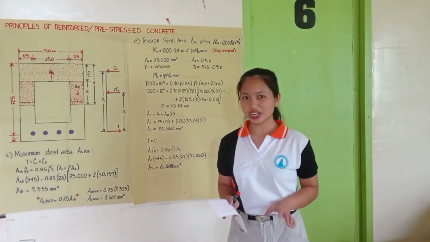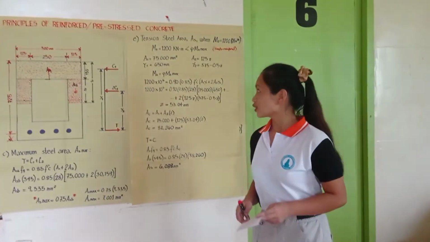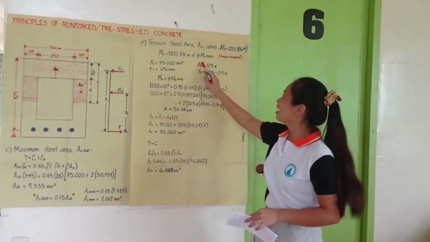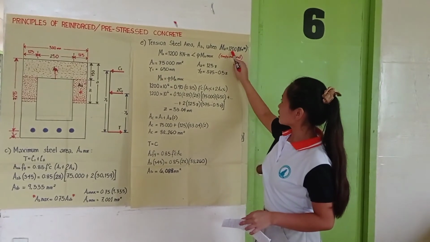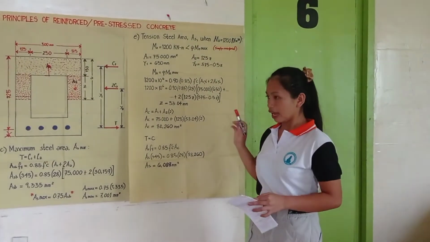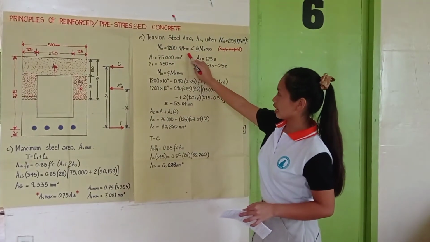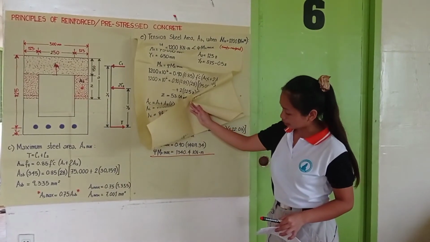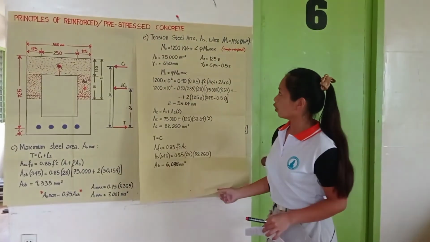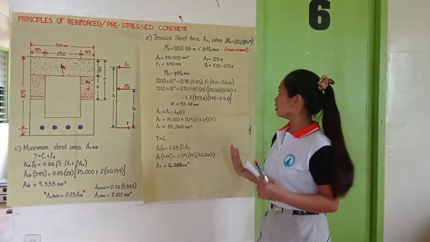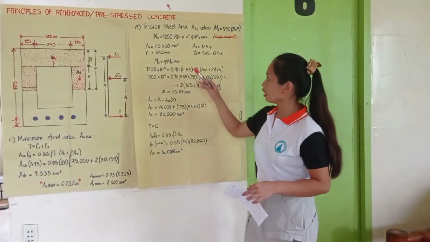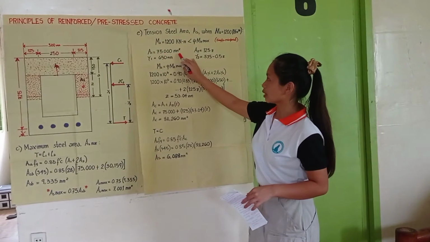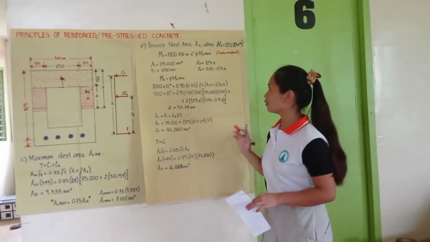At this point, ladies and gentlemen, or shall I say gentlemen, we will solve for the last question, that is letter E, the tension steel area when our moment capacity is 1,200 kilonewton meters. As we can see, the required moment capacity here is less than our previous answer, that is 1,340.4 kilonewton meters. So we will apply the values that have been solved earlier for A1 and Y1. A1 remains 75,000 millimeters squared, Y1 650 millimeters.